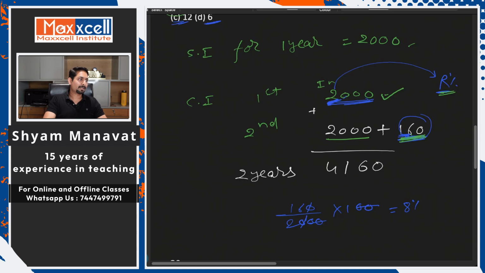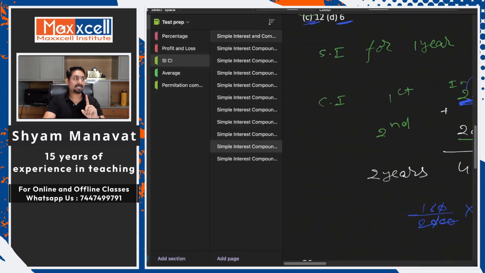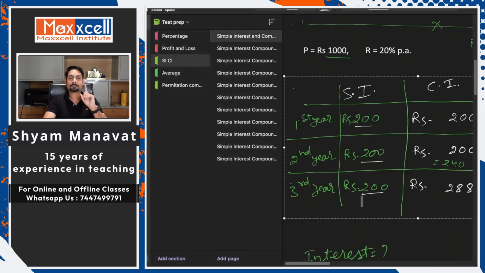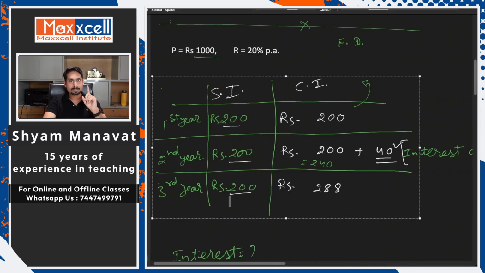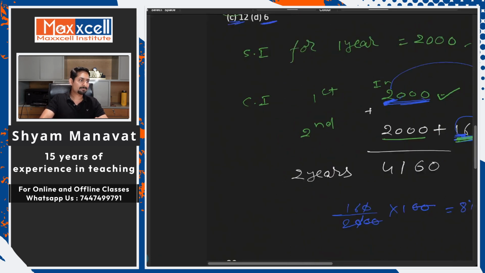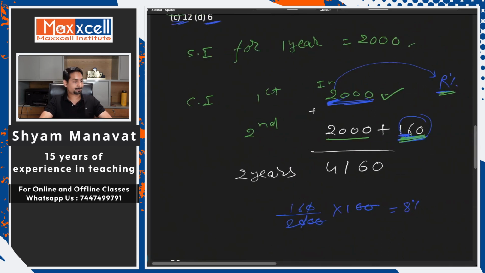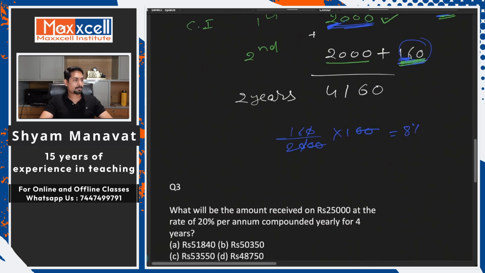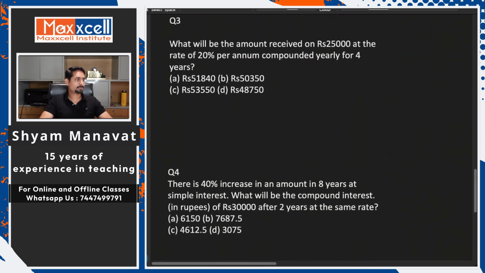If you are clear with this, best. If you are not, I advise you to go through video number 1 of simple interest and compound interest again. This table where I am explaining, it is absolutely important, guys. I will make a lot of questions easy for you giving the reference of that table. Okay, anyways, let's go to the third question.